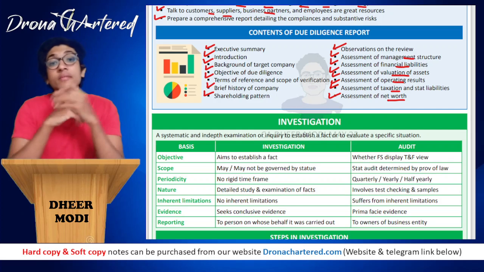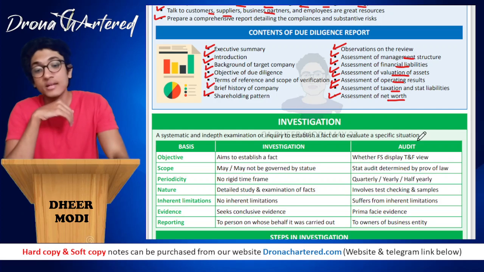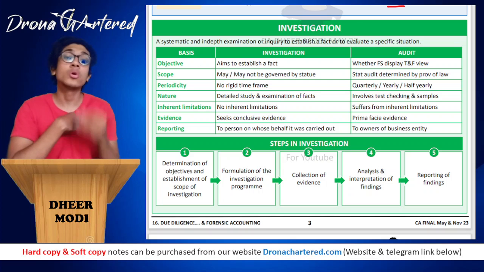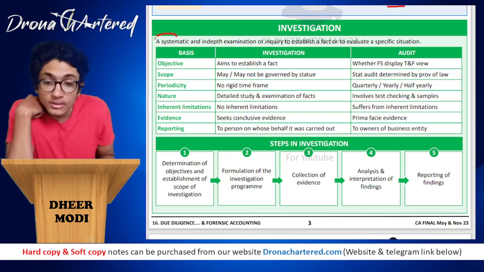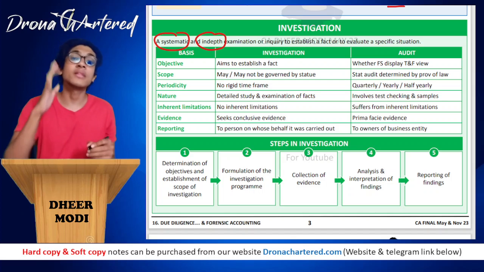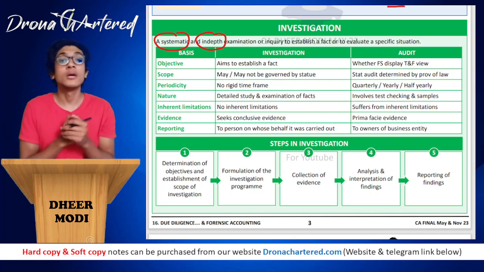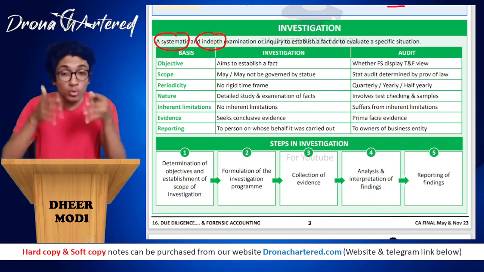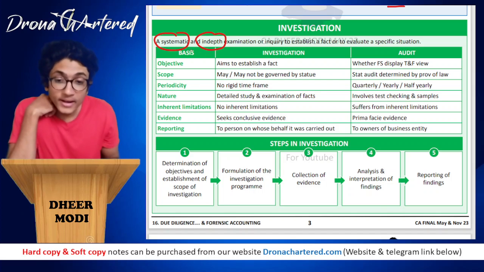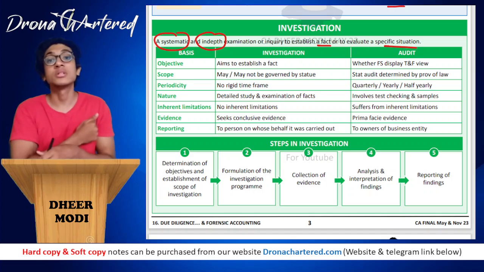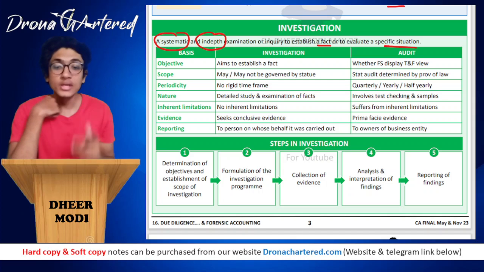Okay, with this we are done with due diligence, and now we are starting with your investigation. Now, investigation. What is investigation? Investigation is a systematic and in-depth examination, because when you say you are being audited versus when you are saying you are being investigated, it is a more deeper, more focused approach. So a systematic and in-depth examination of inquiry to establish a fact or to evaluate a specific situation. So these are particularly done for any reason.